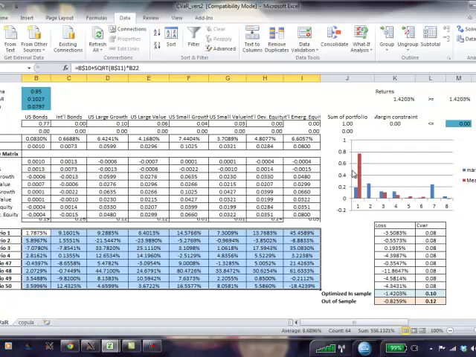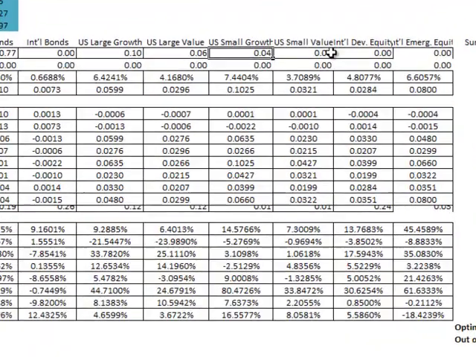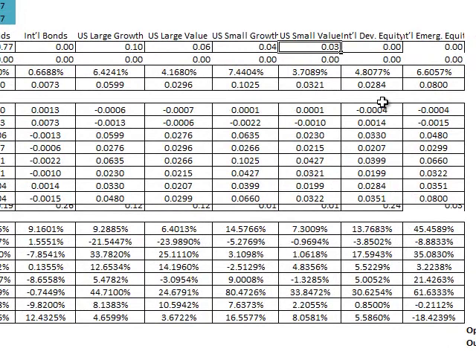exposing a lot more on US bonds. It doesn't add up to 1 again. Remember, there is a risk-free asset that I could take. So it's putting 77% in US bonds and like 6% in US large cap value, 4% in US small cap, 3% in US small cap value, almost nothing in emerging markets or international bonds.